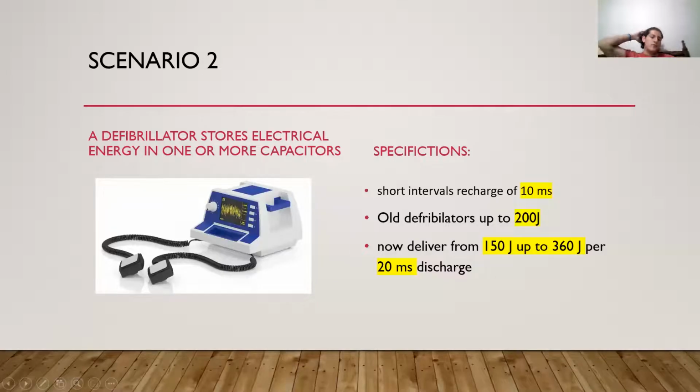So now we can move on to scenario number 2, which is about capacitors in defibrillators. So we have again some specifications that tell us that the capacitors from this apparatus recharge in 10 milliseconds, and that defibrillators used to only be able to give up to 200 joules of energy, but now they can deliver from 150 joules up to 360 joules, and they discharge in more or less 20 milliseconds.